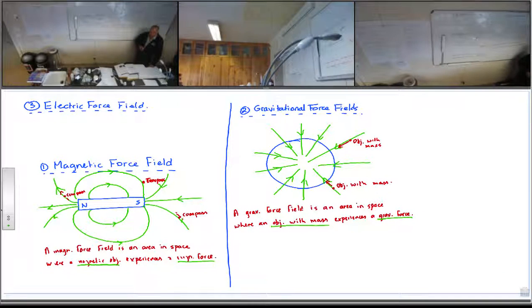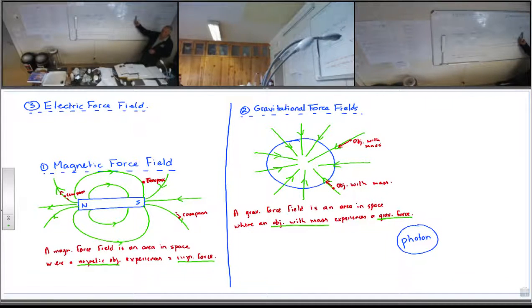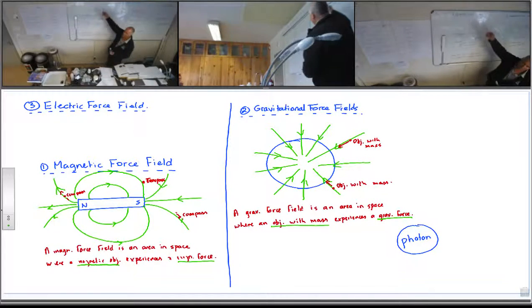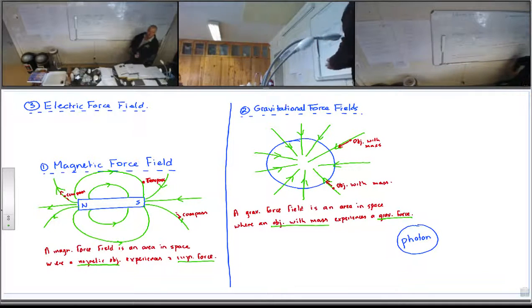Does light have mass? Light is a particle. A light particle is called a photon. That's a light particle. Does a photon have mass? No. Does a photon get attracted in a gravitational field? So if I shone a beam of light from the moon or from the sun to another planet, would it be attracted to the Earth? Would it fall to the Earth? Yes, it would.